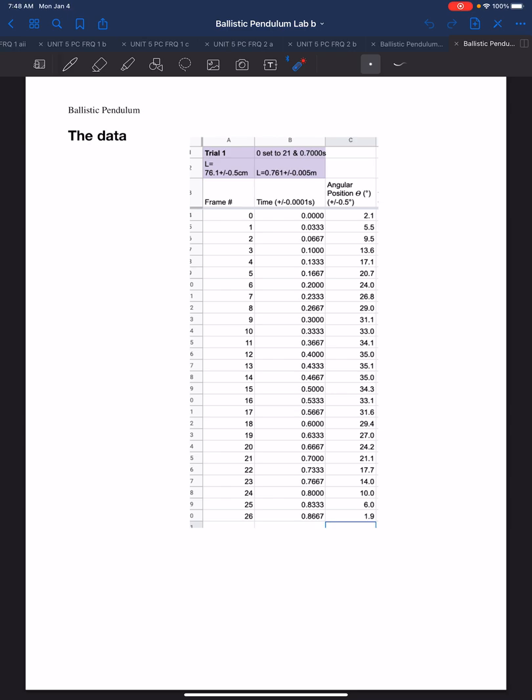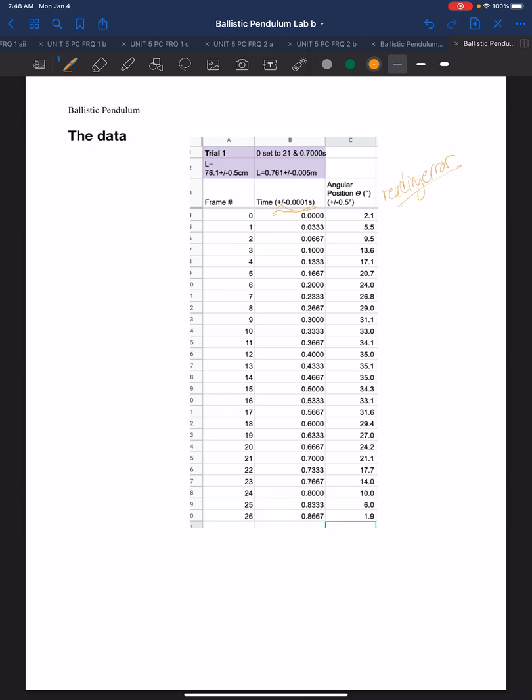So I have my frame numbers, which I compute, my times, which I can also compute. I can calculate these and fill down instead of typing these numbers. And then we measure the angular position, which is plus or minus 0.5, and that is the reading error. So that uncertainty is the reading error in this case. And the same thing for the time.